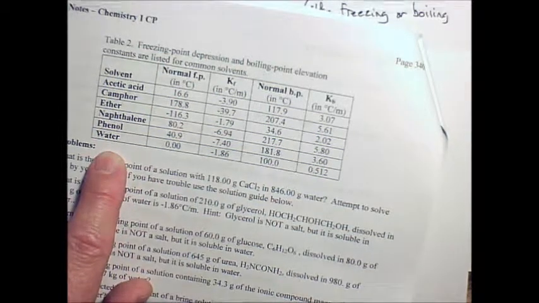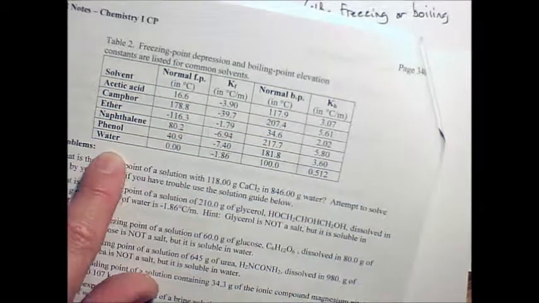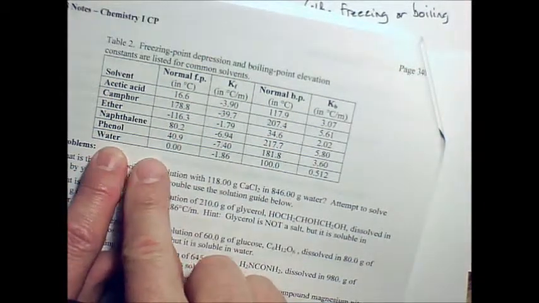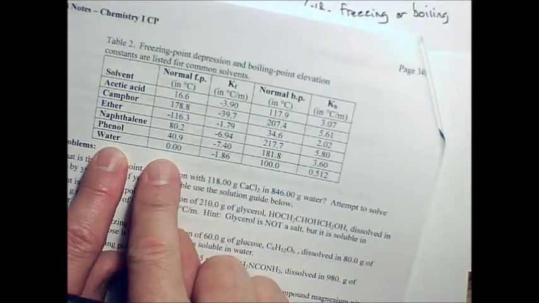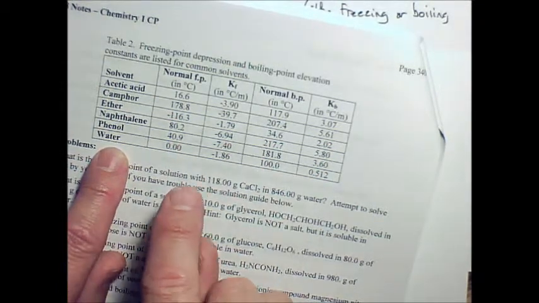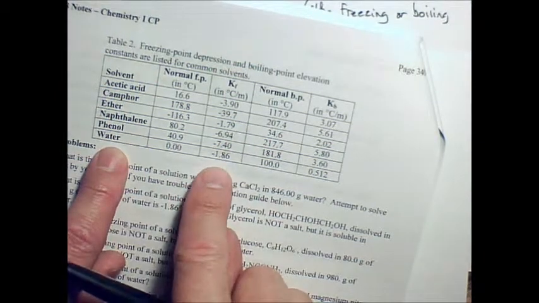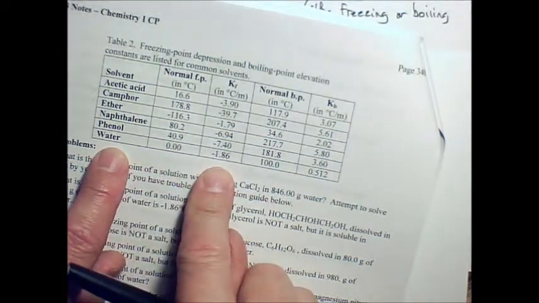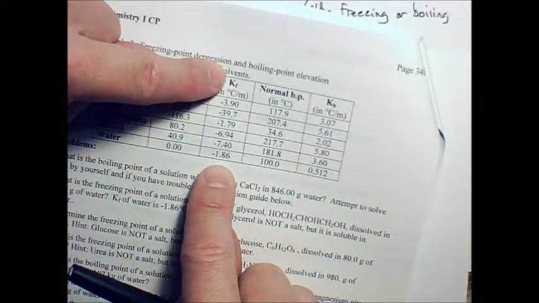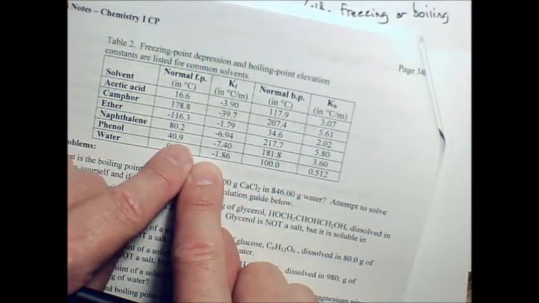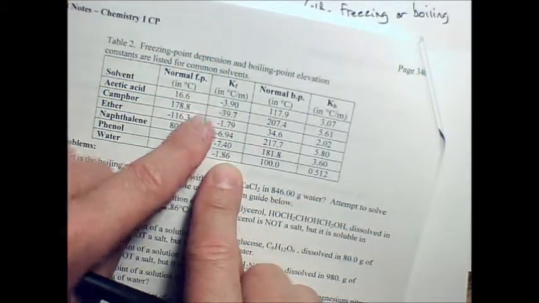I will have to give you this. I'm not going to make you memorize it, okay? All right. We're looking at what's going to happen to water here. Water is the solvent, okay? So the change is from the change in the temperature of the pure solvent. So we're looking at water here for the KF. The freezing point constant for water is a negative 1.86.